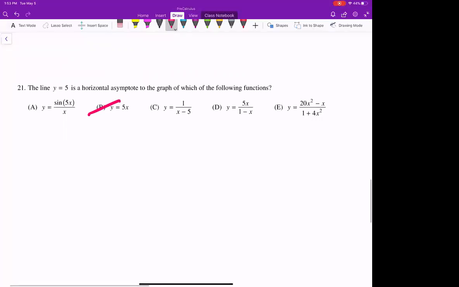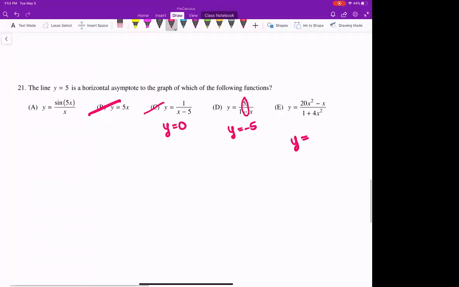C, the horizontal asymptote would have been y equals 0 because the degree of the bottom is bigger. D, the horizontal asymptote would have been y equals -5 because I would have done leading coefficient over leading coefficient. So that one would probably have been a good wrong answer. If you're not careful, you might have just said 5 over the 1.